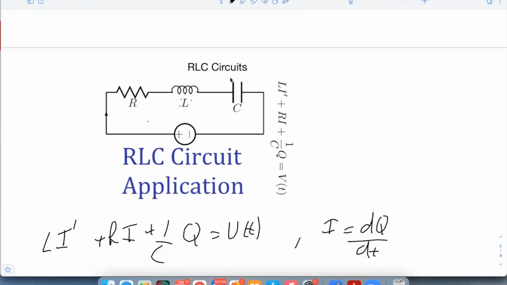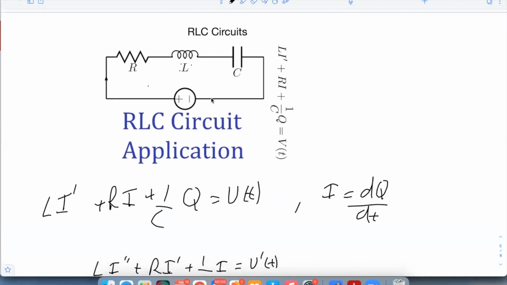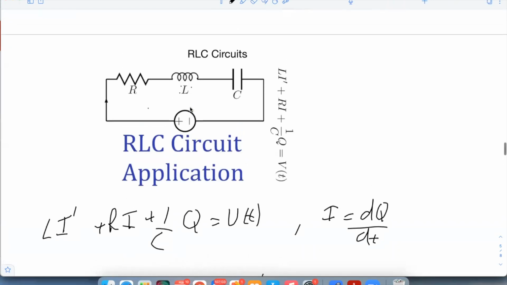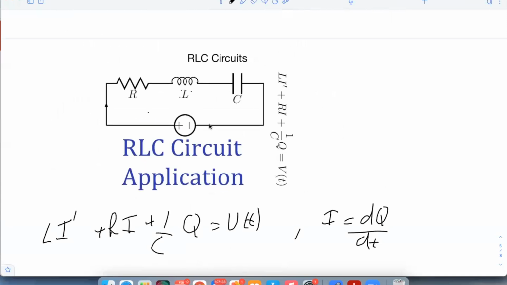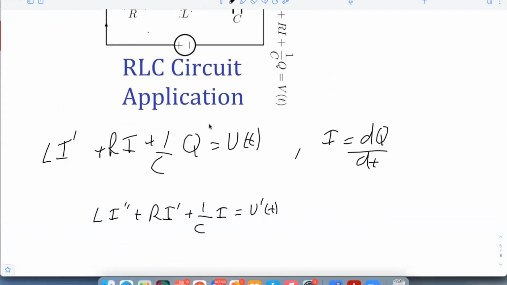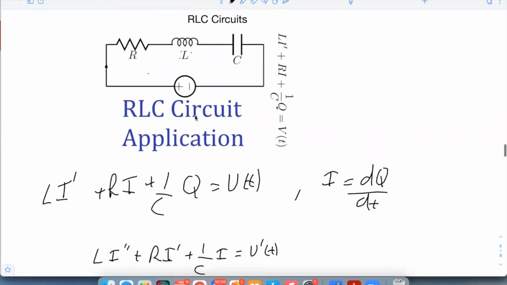Okay, so let's look at an RLC circuit. So we have a resistor, an inductor, and a capacitor, and maybe a voltage source in a circuit. And we want to talk about what the current is going to be as a function of time. Okay, so I'm not going to go through all the math deriving this equation. You can look that up. But here's our starting equation, where Q is the amount of charge on the positive plate of the capacitor.